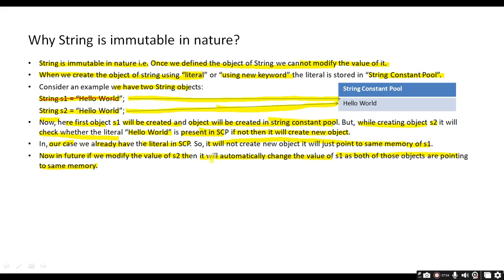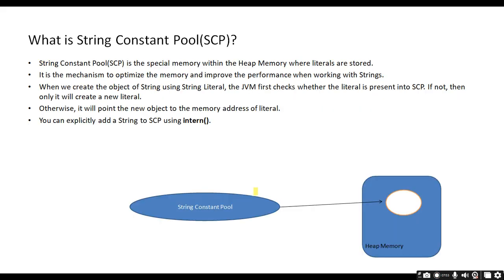What does immutability mean? Once we create the object of a string in any way, by using the literal way or by using the new keyword, we cannot modify the value of that object again. I hope you guys have understood. Now we'll move ahead to the next question, that is, what is string constant pool?